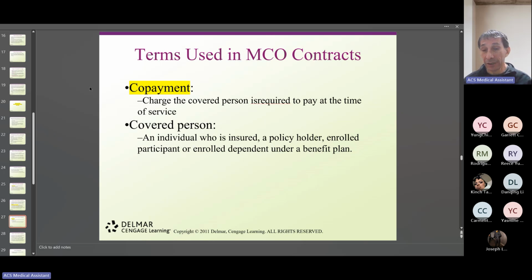$25, $50 copayment. This is like taxes. You pay this much for your item, plus taxes. So that's what we're going to do with the billing. It's not that you're not paying, we're going to add it to the bill.